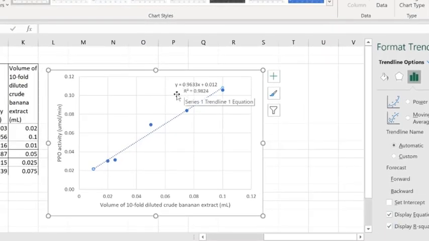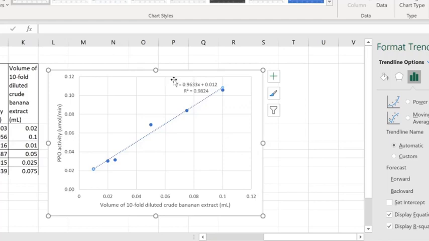The closer R-square, or the correlation coefficient, is to 1, the better the fit between the individual data points and your linear curve. So 0.9824 is not perfect, but it's actually decent for this type of experiment.